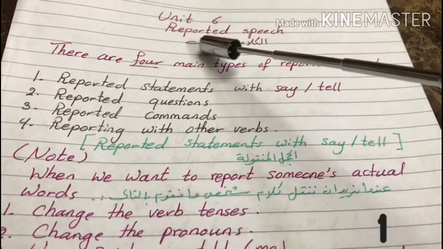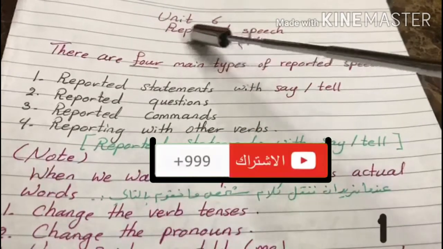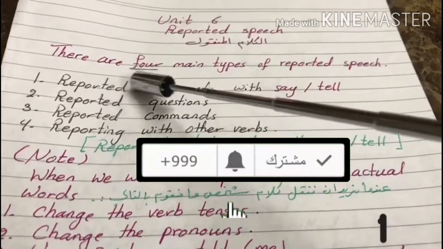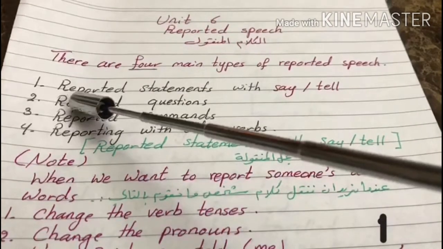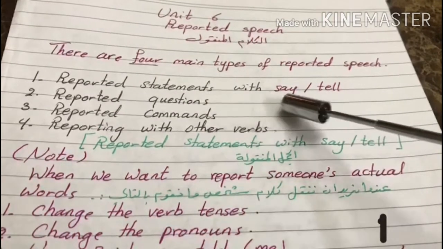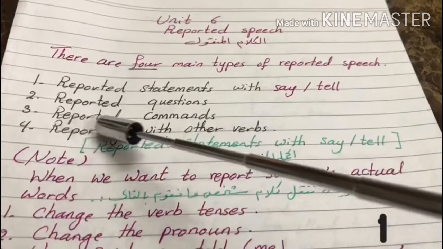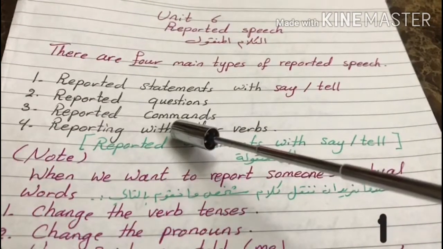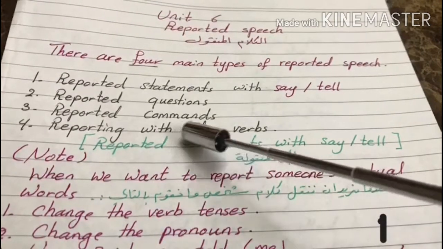Today, I'm going to explain a new grammar rule for you, which is the reported speech, الكلام المنقول, in Unit 6. There are 4 main types of reported speech. The first one is reported statements with say or tell. 2. Reported questions. 3. Reported commands, أوامر منقولة. And the last one, reporting with other verbs.